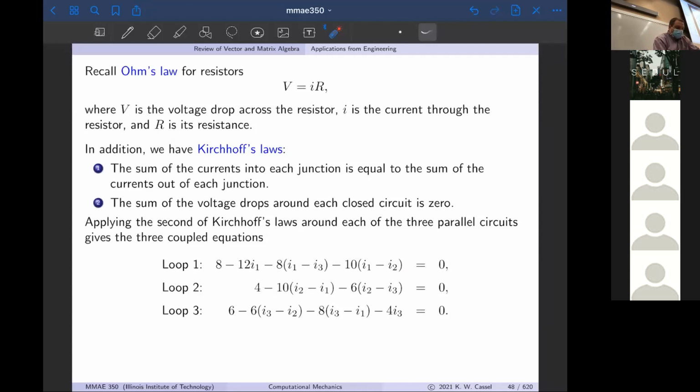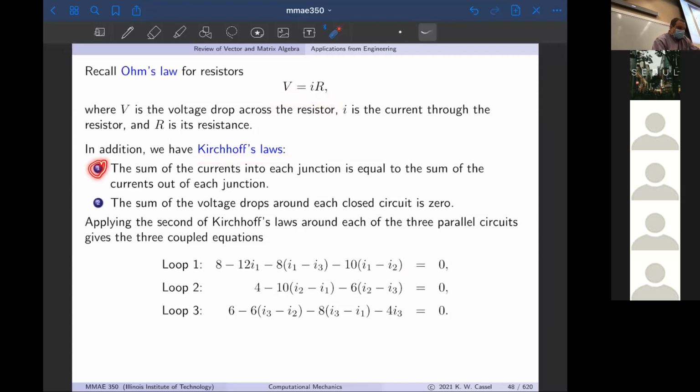currents. So first of all, we have Ohm's law, V equals IR. So the voltage drop across the resistor is equal to the current through the resistor times the resistance of the resistor. And then we also have Kirchhoff's laws. So there's two Kirchhoff's laws.